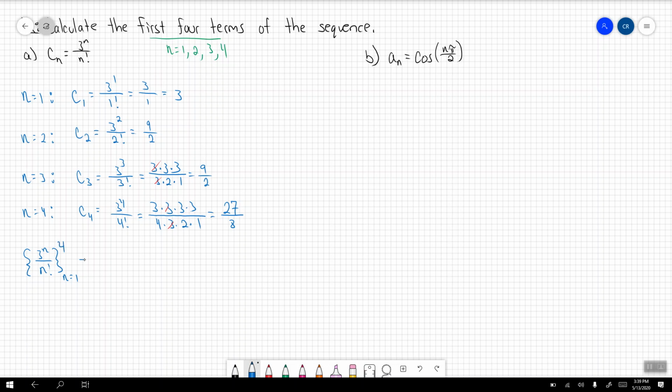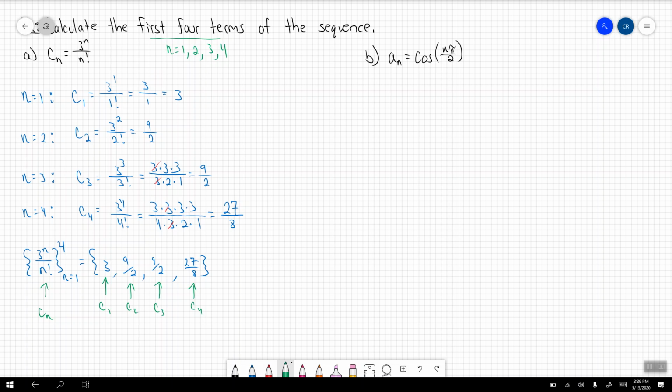Just like this, the sequence that was generated is the list of numbers 3, 9/2, 9/2, and then 27 over 8. And if you observe this, the first one was c sub 1, the second one was c sub 2, the third one was c sub 3, and the last one was c sub 4, where we initially had our c sub n formula. So at the end of the day, this is what I want to see. I want to see that list of numbers being generated, and that is the sequence.